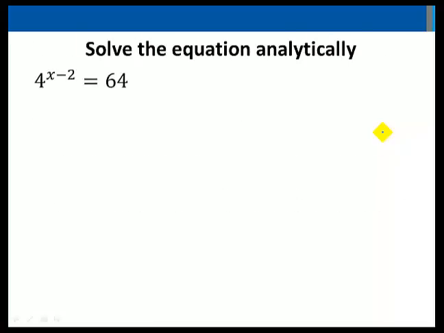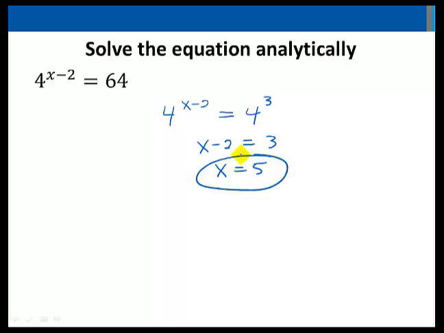4 raised to the power x minus 2 equals 64. The exponential function of 4 raised to the power x minus 2 is already isolated. So let's try to use the one-to-one properties of exponential functions by getting the same base on each side. I have 4 raised to the power x minus 2 on the left side of the equation. I'd like to write 64 as 4 raised to some power, and in fact 64 is equal to 4 cubed. Now that I have the same base on each side of the equation, the exponents have to be equivalent as well. So x minus 2 equals 3, and that means that x equals 5 is a solution to my equation.